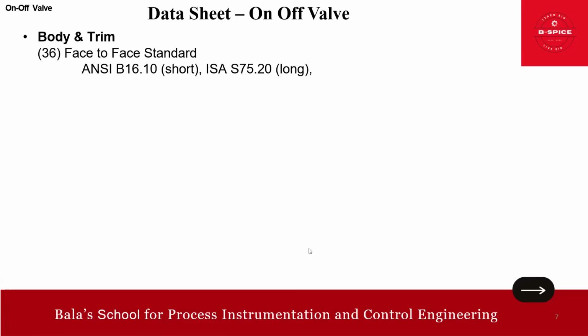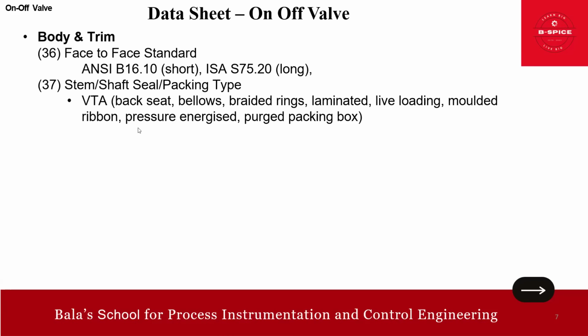Then a few more to add on. Face-to-face standard, friends. If it is for a short length, you have to follow ANSI B16.10. If it is long, we have to follow ISA S75.20. Then stem, shaft, seal, and packing type. VTA basically, but I have given some info for you. Backseat, bellows, braided rings, laminated, live loading, molded ribbon, pressure energized, purging, packing box, anything you can choose based on your requirement. But if it is very difficult, then go with the vendor to advise. Cooling fan, of course, vendor to advise if applicable only.